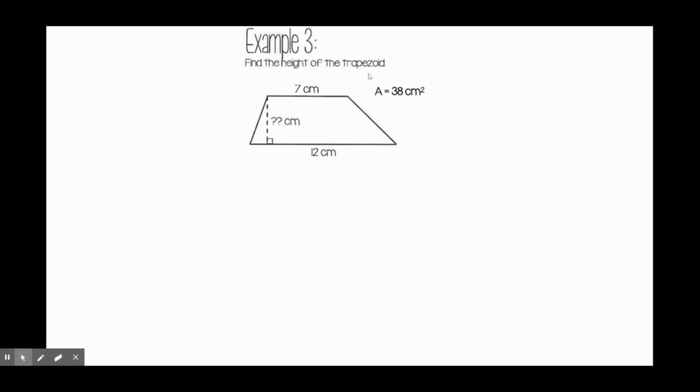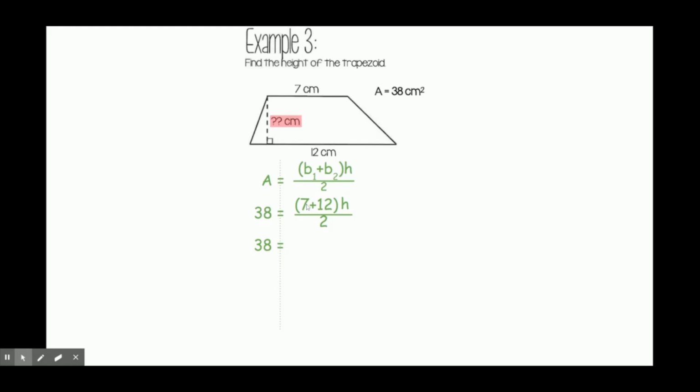This is our third example, which is a trapezoid. We start off by writing the area of a trapezoid formula, which is area equals base 1 plus base 2 times the height divided by 2. And just as before, we fill out our missing information. Do we know the area? We do. It's 38, so we replace A with 38. Do we know base 1 or base 2? Yes, we do. We know both of them. One is 7 and one is 12, so we're going to replace B1 and B2 with 7 and 12. Do we know the height? We don't know the height, so we're going to leave it as H and bring down the divided by 2.